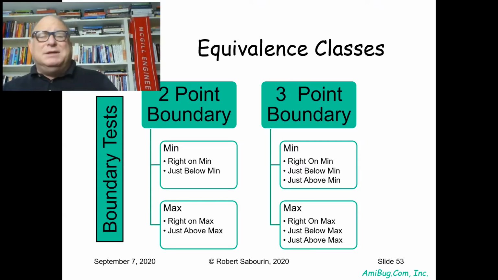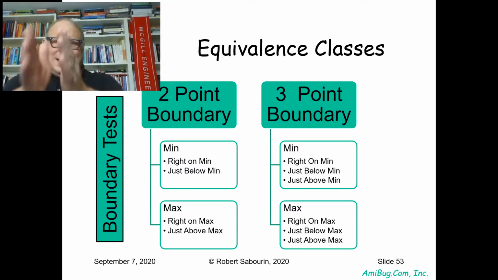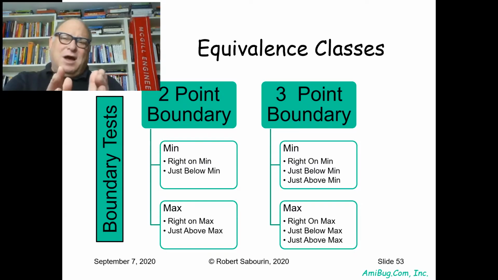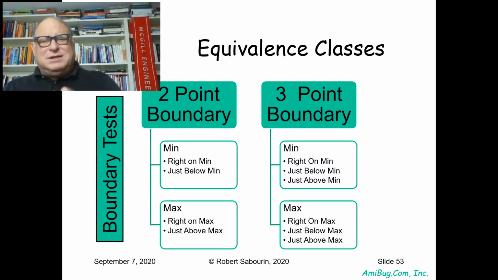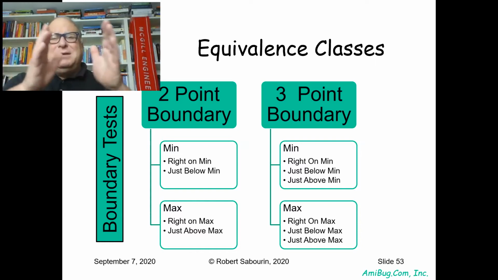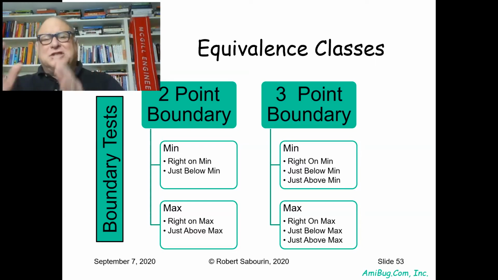So if there's a number that's supposed to be between 10 and 1,000, and it's supposed to be a whole number, an integer between 10 and 1,000, well, the minimum will be 10. So the tests we would do: we test at 10, we test just below 10, which would be 9, then we test at 1,000, and we test one just above it at 1,001. So that would be the min, just below the min, the max, just above the max. And that's 2-point boundary analysis.